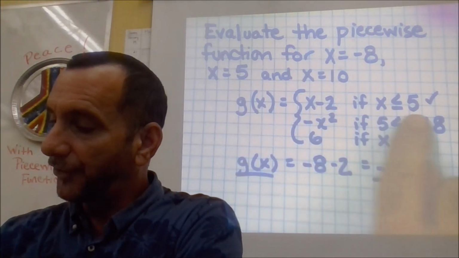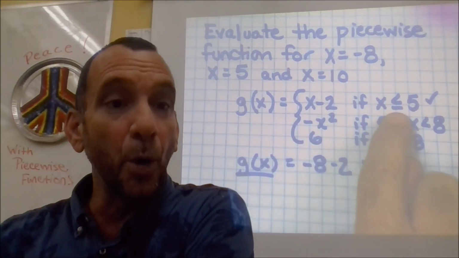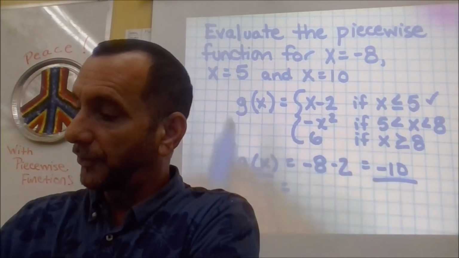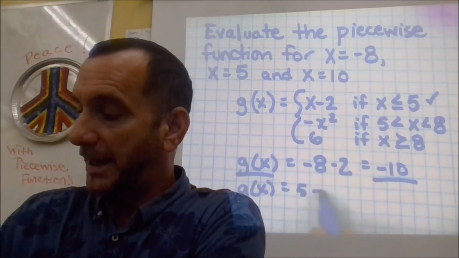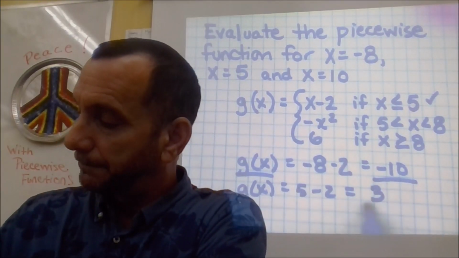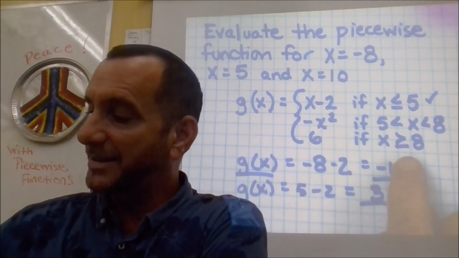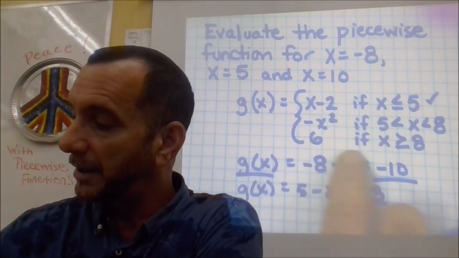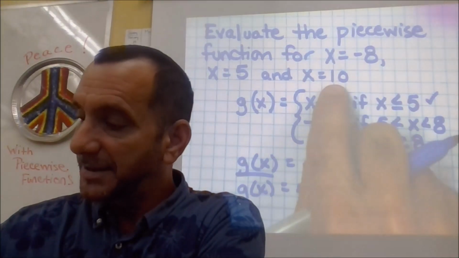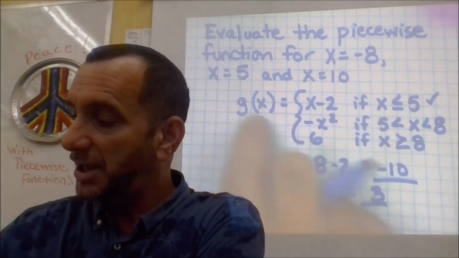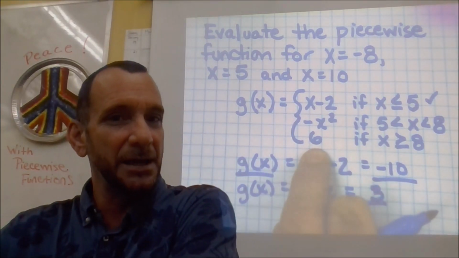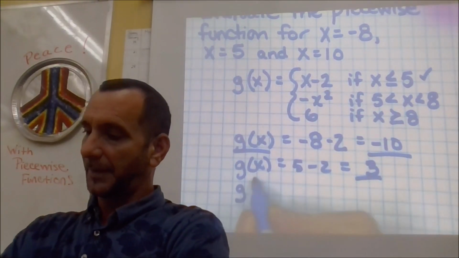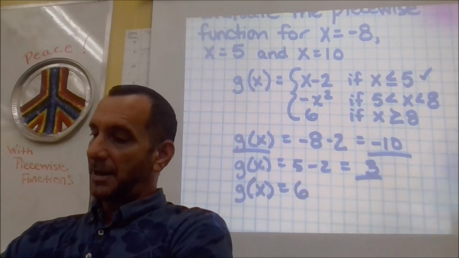Now, what about when x equals 5? Look at that. It's also x is less than or equal to 5. x is equal to 5. We get g of x equals 5 minus 2, and that's 3. What if x is greater than or equal to 8? Well, when x is 10, we use the lower section. And when x is 10, or greater than or equal to 8, g of x equals, do we need to plug in x equals 10 anywhere? No. g of x equals 6.